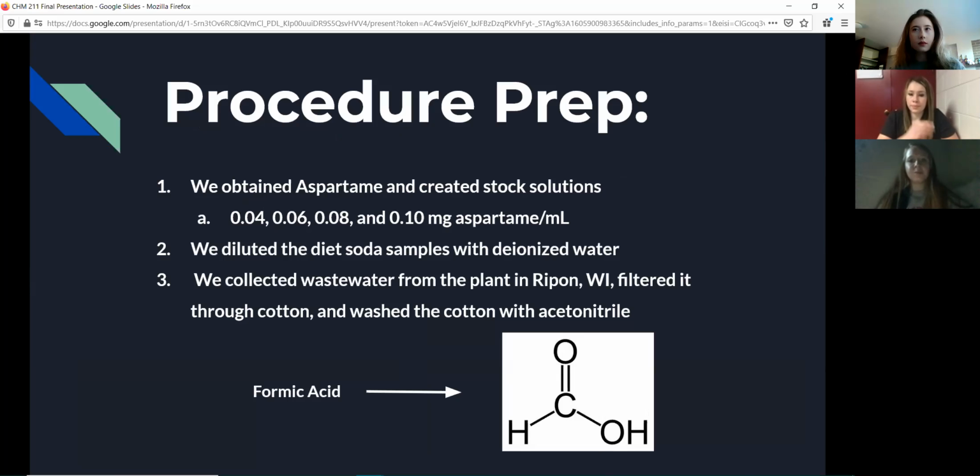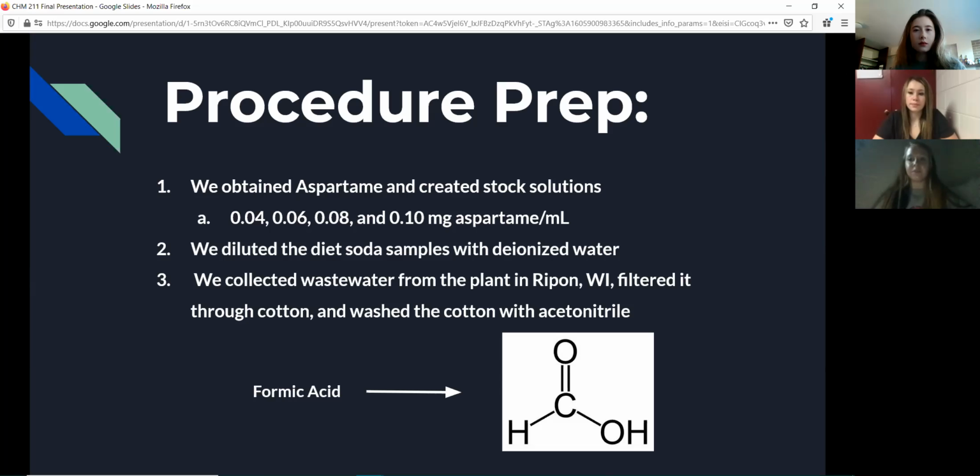Our procedure preparations consisted of beginning with aspartame and creating our stock solutions. In order to get the specific numerical values, we diluted the aspartame with formic acid as well as deionized water. The principal use of formic acid is as a preservative and antibacterial agent. The diluted use of formic acid in labs pertains to the extraction of macro and micro elements in order to be evaluated and analyzed.